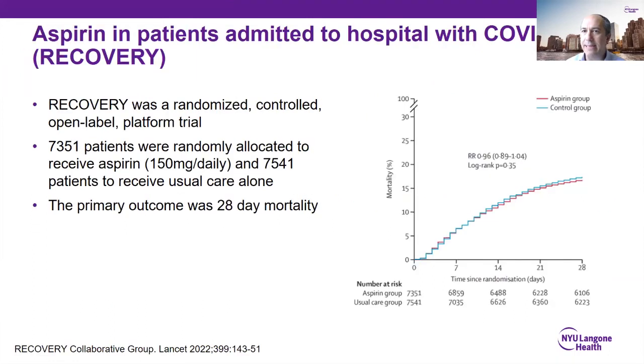Now, I'm always a little bit concerned showing observational data when you have randomized data. So I think it's important to highlight there is randomized data. The RECOVERY trial, a very important trial, 7,351 patients were randomly allocated to aspirin, a very similar number to usual care alone. The primary outcome was 28-day mortality, and there's no benefit of aspirin in hospitalization of patients with COVID.